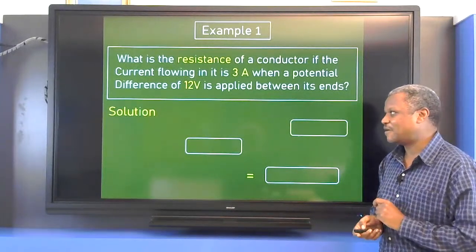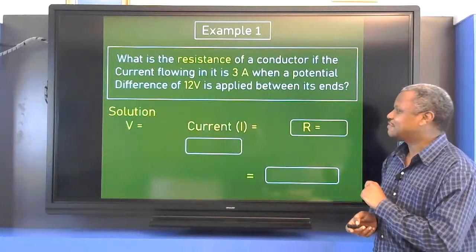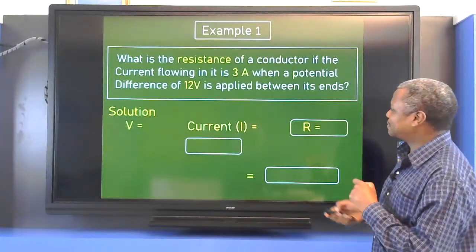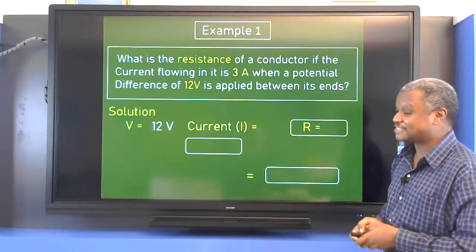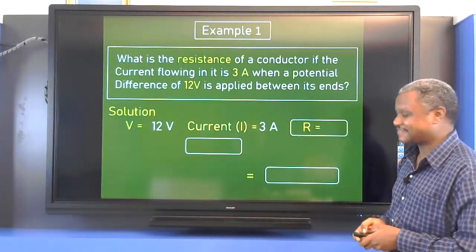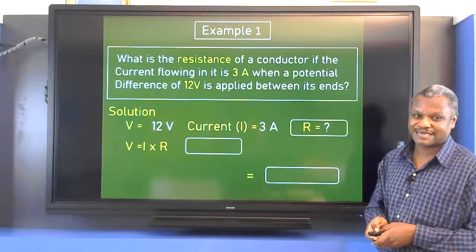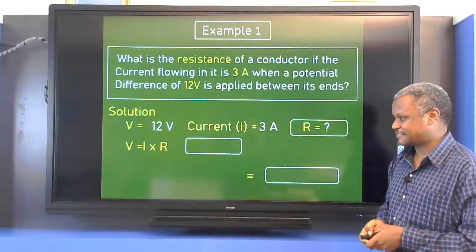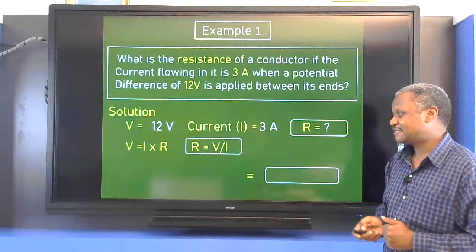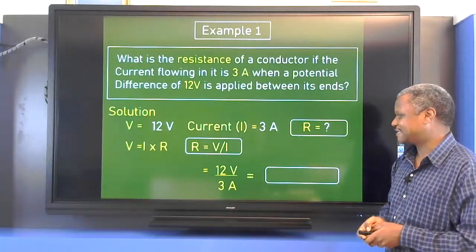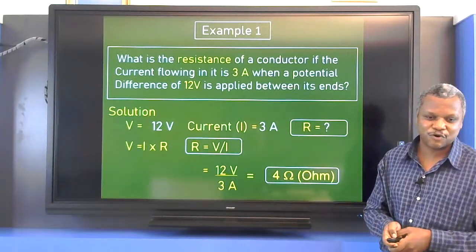This is the solution here. 1, you write down what you know and find what you don't know. For example, we know the voltage here is 12. We know the current is 3. What we don't know here is the resistance. So we know that V equals IR, or voltage equals current multiplied by resistance. So the resistance is equal to voltage divided by current. And when you substitute that, you'll find that 12 volts divided by 3 amperes, the answer you get is 4 ohm.